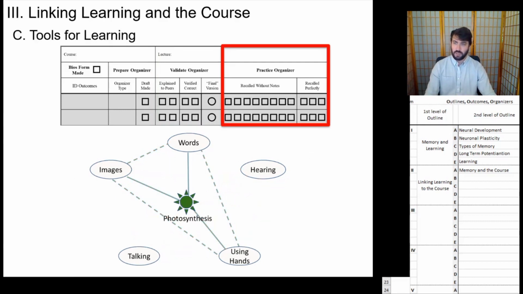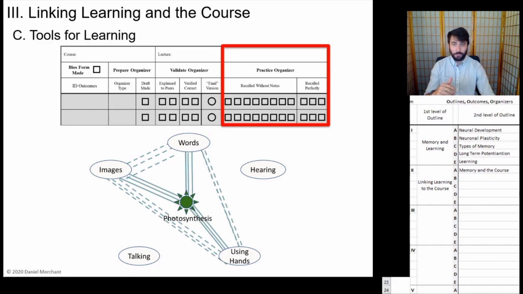Okay? Now, finally, the practice organizer section is where the P.E.P.P.E.R worksheet really shines. It's all about fostering that temporal summation, right? So practicing the organizer over and over and over to try to get as much down from memory as possible before checking it against your notes. The idea is that the more you can recall without looking at your notes, the more prepared you are. The ultimate goal here is to recall the organizer perfectly several times without checking your notes.